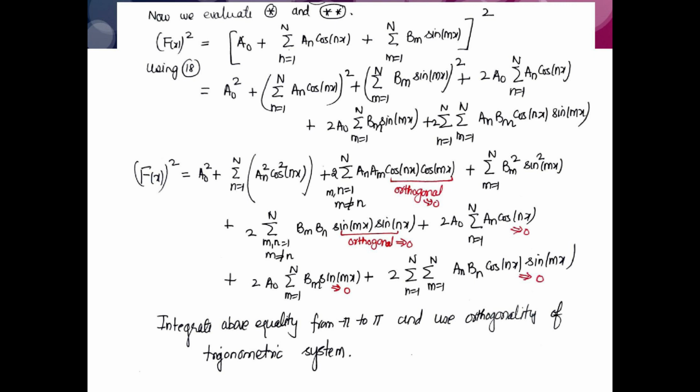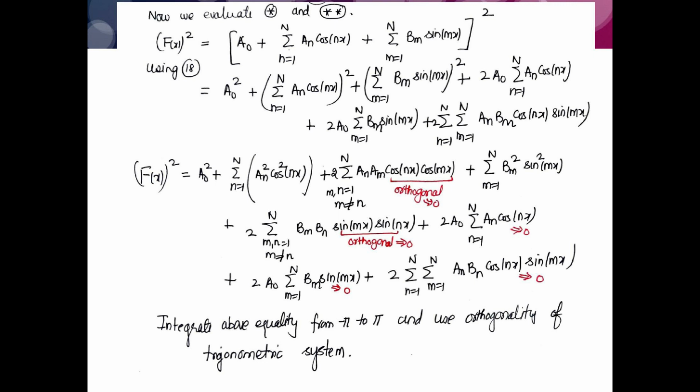In the last one, we have double summation n from 1 to capital N and m from 1 to capital N. Now we just simplify the second and third term again in this expression, because again we have summation and then whole square. So we can again simplify this one, and we have the next expression a naught square plus terms with an square cos square nx plus 2 times summation over an am cos nx cos mx.